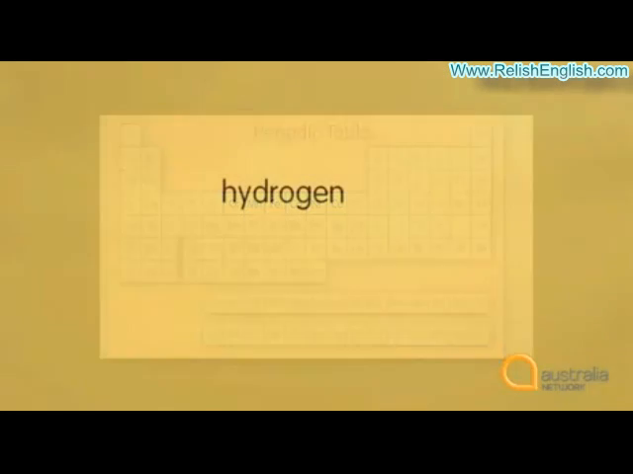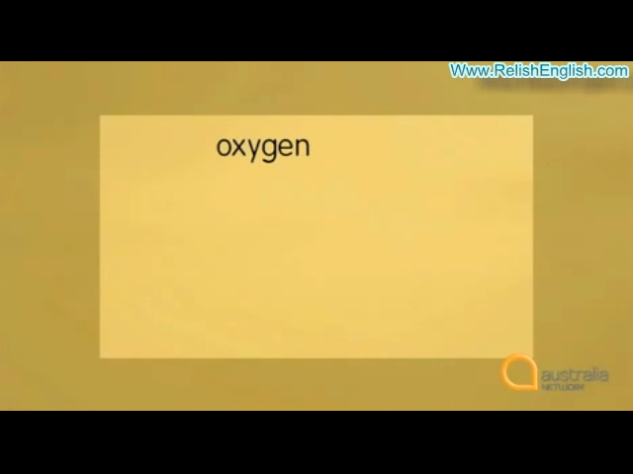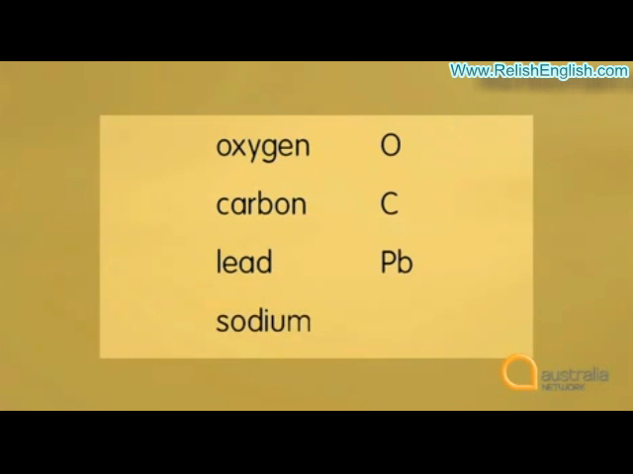Here are some of them. Hydrogen is H, but helium is He. Notice that with abbreviations of elements, the first letter is always a capital and the others are always small. See if you can guess these ones. Oxygen, that's O, and carbon is C. But they're not always that easy. Lead is Pb, and sodium is Na.